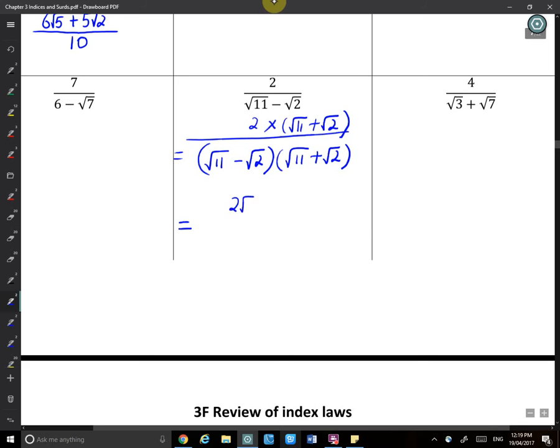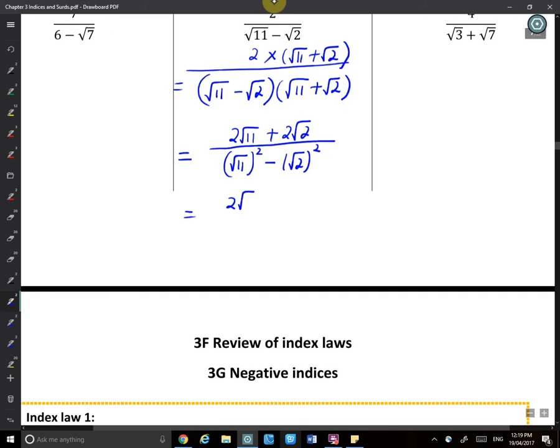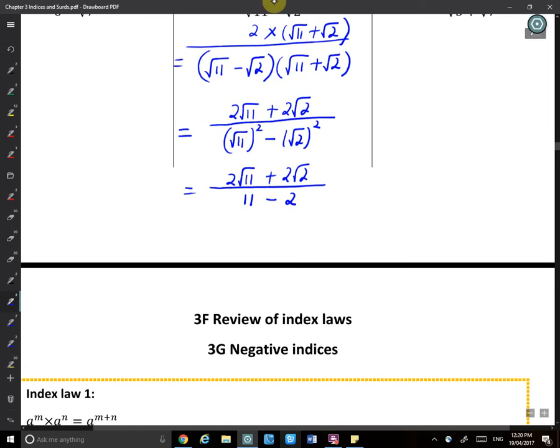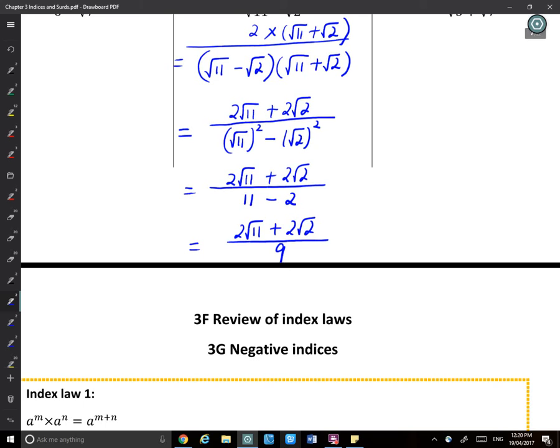That gives me 2 root 11 plus 2 root 2 over a minus b times a plus b. So it's a squared minus b squared. That is 2 root 11 plus 2 root 2 over root 11 squared, which is 11, minus root 2 squared, which is 2. So it's 11 minus 2, over 9. The denominator becomes 9.